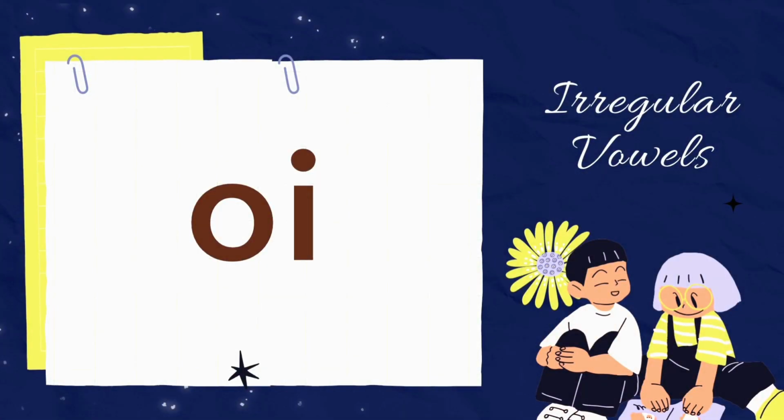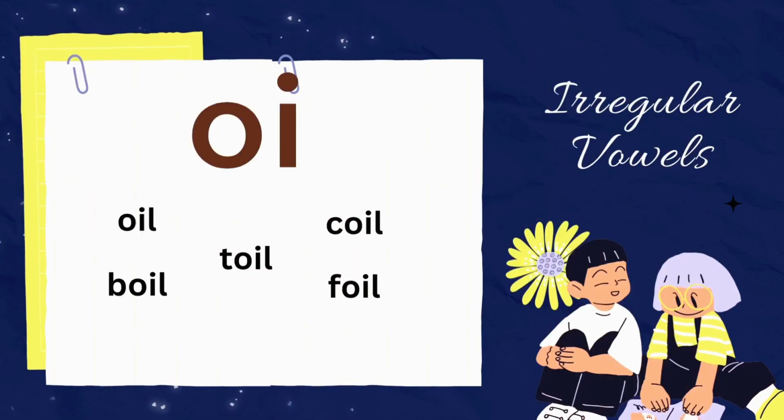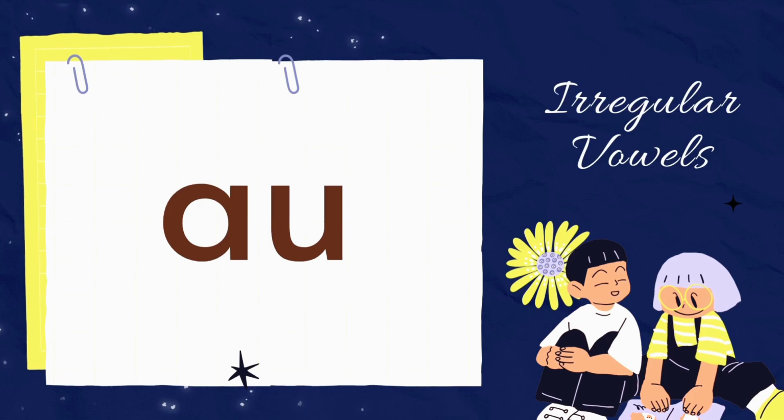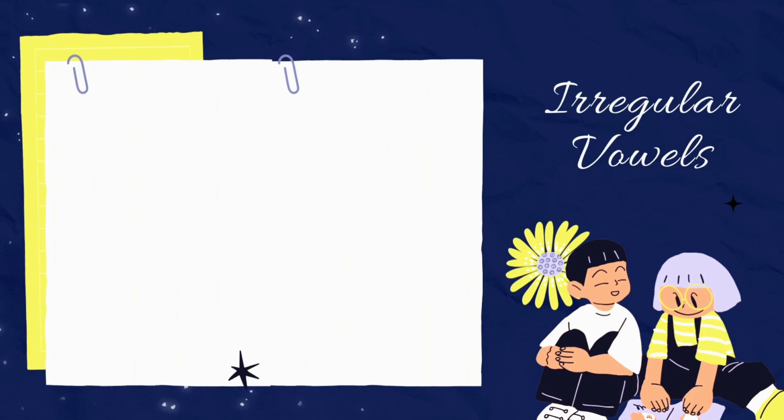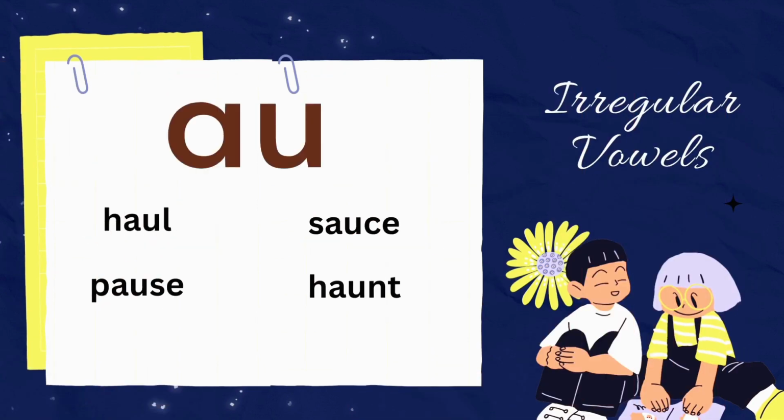Similarly, O and I together make a unique sound oi, as in oil, coil, boil, foil, toil. And another team is AU. They together make a sound aw, as in hall, sauce, pause, haunt.